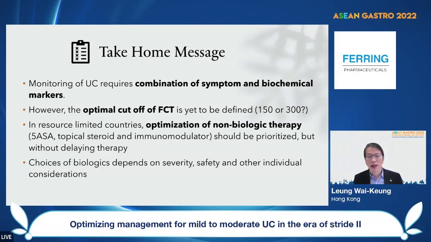In resource-limited countries like those in Asia, I think optimization of non-biologic therapy, particularly 5-ASA and even topical steroids, should be given priority before we consider escalating to biologics. But this should not delay our treatment escalation, because sometimes these patients cannot wait too long. And the choice of biologic is getting more difficult and complex because of the availability of many different medications and the lack of data, particularly head-to-head comparison data.